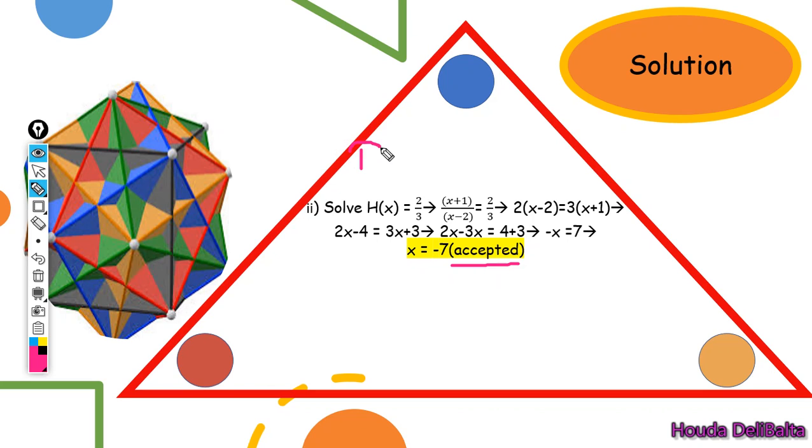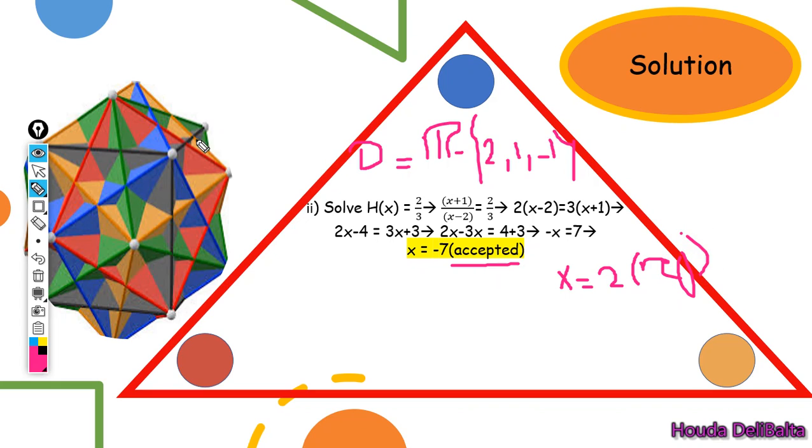Because the domain of definition is R except three values that are 2, 1, and -1. So the only values that are rejected for x are 2, 1, and -1. And since -7 is not among these values, that's why we say that -7 is accepted. But for example, if I get 2 or 1 or -1, one of these rejected values, I have to say that this x is rejected, and thus this equation has no solution if the value is rejected.